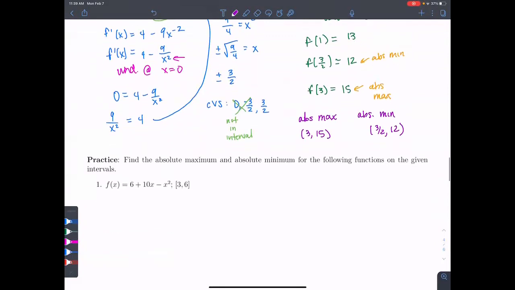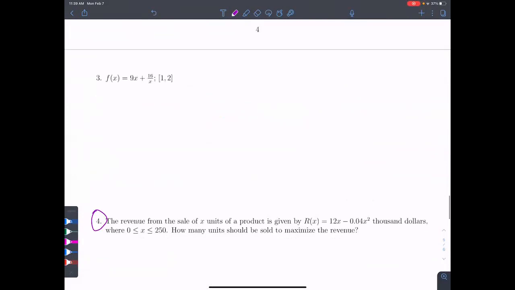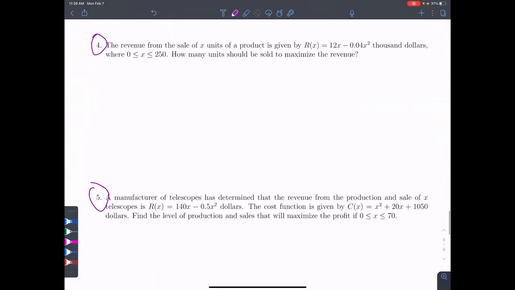Okay, so on these practice problems, 1, 2, 3, those are going to be similar to what we just did. So y'all give those a shot. I'm going to try to walk you through 4 and 5.